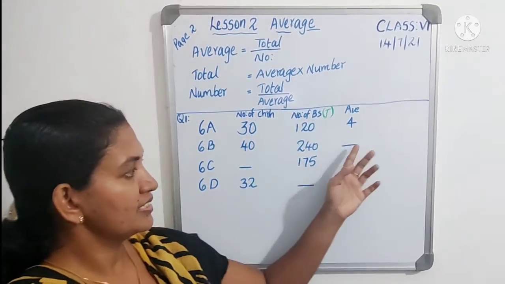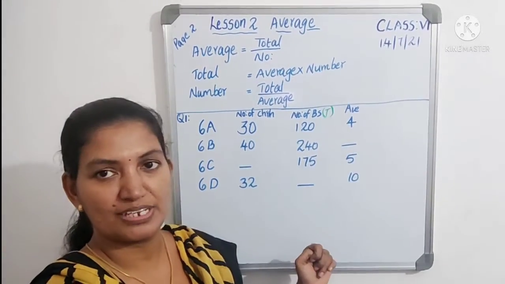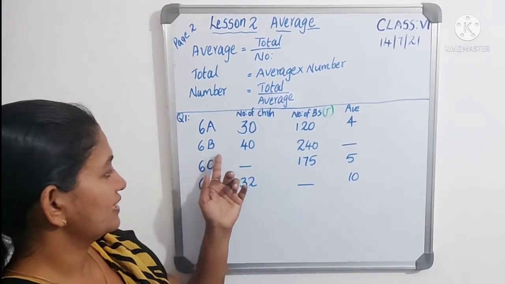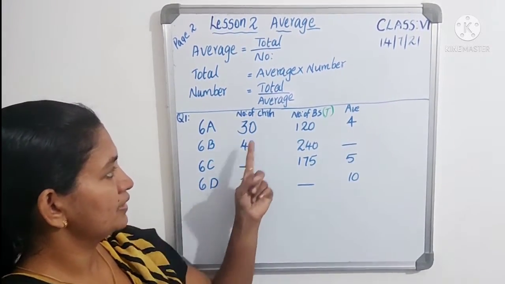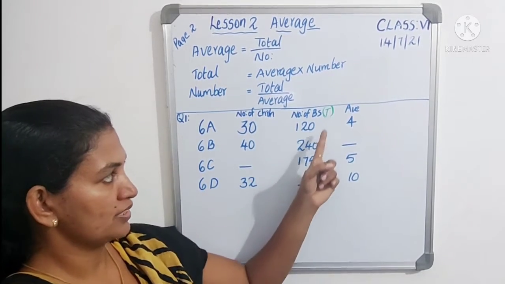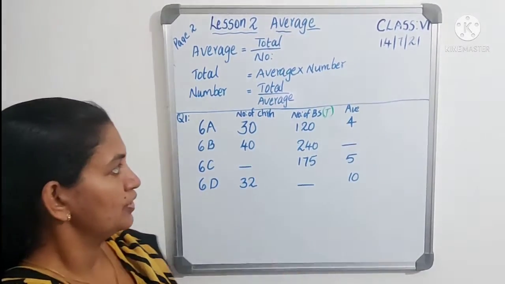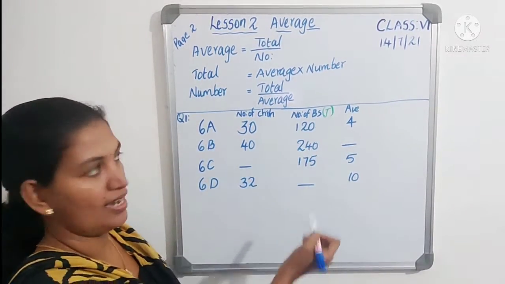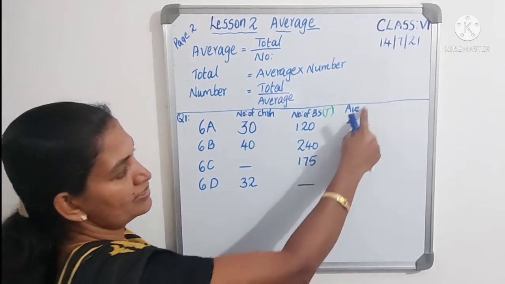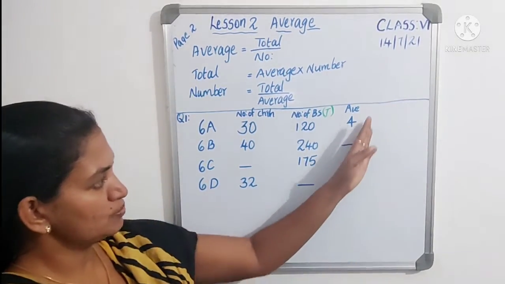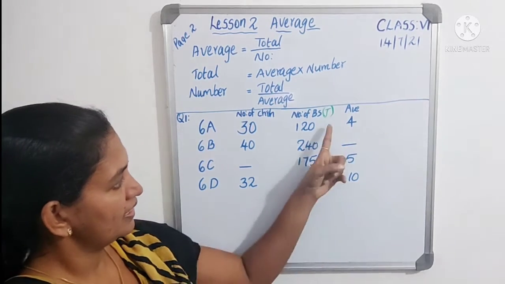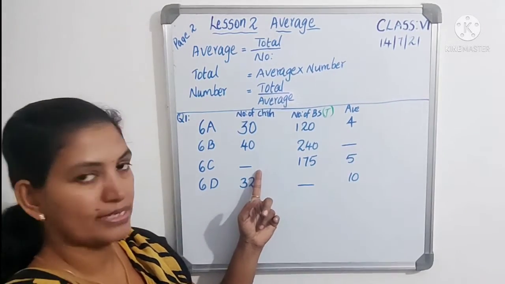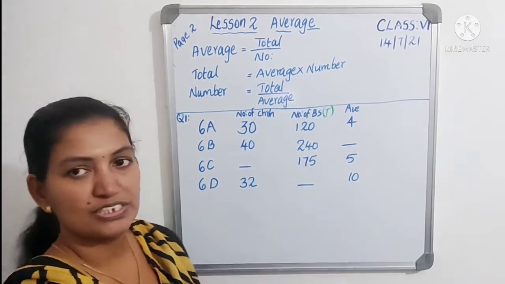Here you can see some blanks, two or three blanks. We have to complete these blanks. Here you can see 6th A, 6th B, 6th C and 6th D, number of children and number of books. Then average is given. Number of books is the total, number of children is the number, and this is the average. In one box we have to find the average, here we have to find the number of books, that is the total, and here we have to find the number of children. It's very easy for you to do.